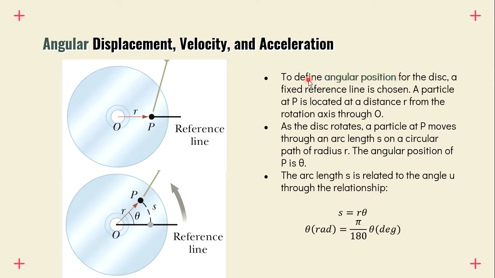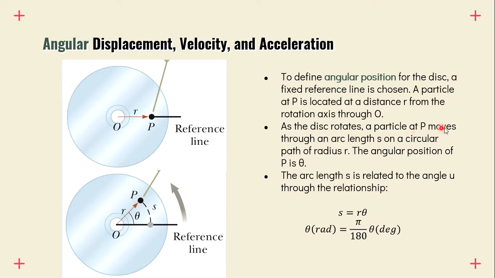To define the angular position, we choose a reference line in a rotating body. A particle P is located at a distance r from the rotation axis through O. In this case, we choose the reference line as the line from the point O, which is the center of the rotating disk, extending outwards, and somewhere along that line is the position of the point P. As the disk rotates, the position of the point P changes to this point. The path that it traveled is the length S.